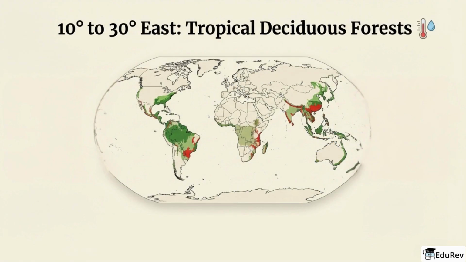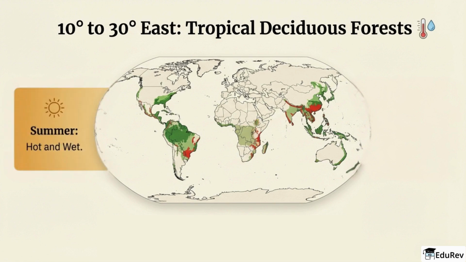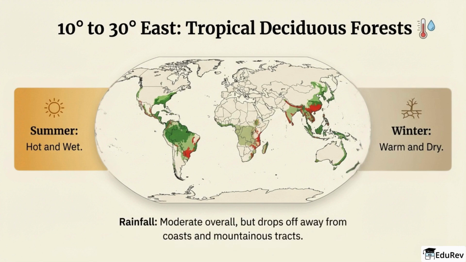Now move to the eastern sides of tropical continents, roughly between 10 degrees and 30 degrees, where you get tropical deciduous forests. This region has a clear seasonal rhythm. Summer is hot and wet. Winter is warm and dry. Rainfall is moderate overall, but it declines as you move away from coasts and mountainous tracts. That is the clue. This is not an all-year rainforest climate. It has a dry season strong enough to force vegetation to adapt. That is why these forests are deciduous rather than evergreen.